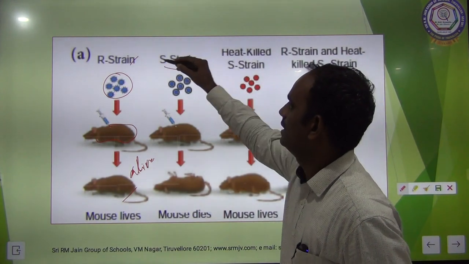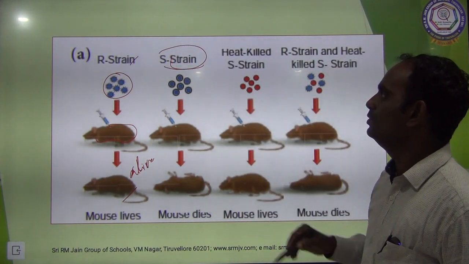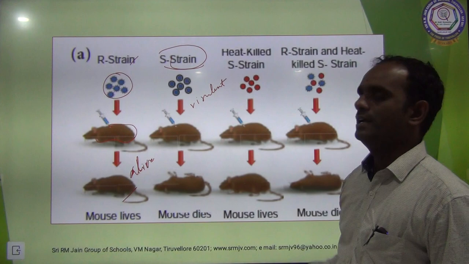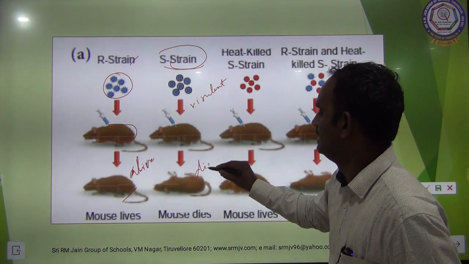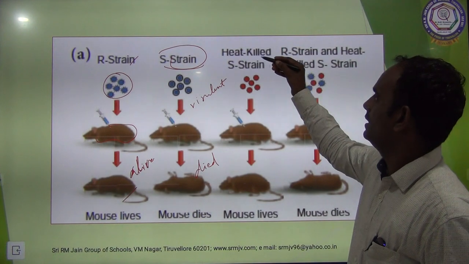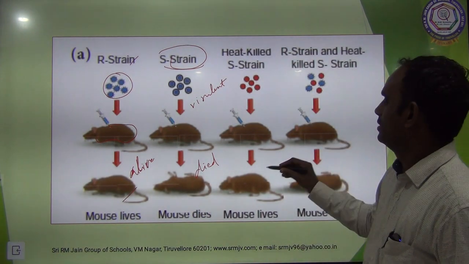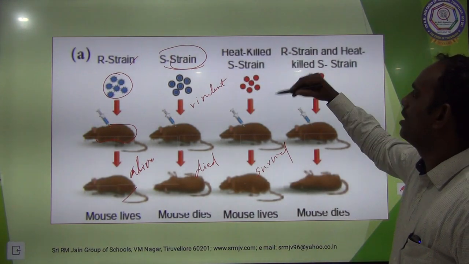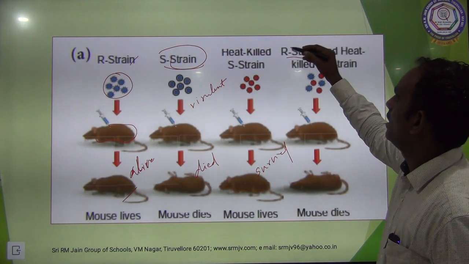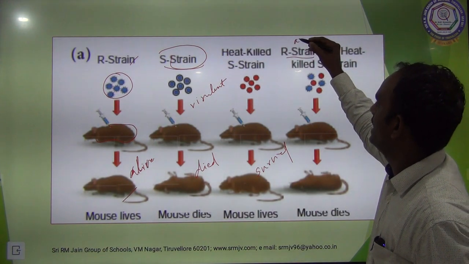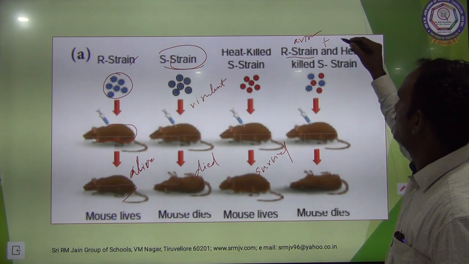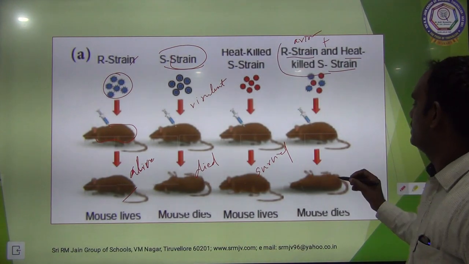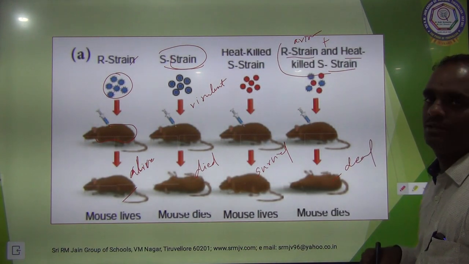Second trial, S strain, smooth strain. It is virulent. He injected the virulent strain. The mice died. Third trial, he killed S strain, so the mice survived. The last one, a mixture of R strain, which is rough and avirulent, plus heat killed S strain. While doing this combination, finally the mice died. Why? What happened?